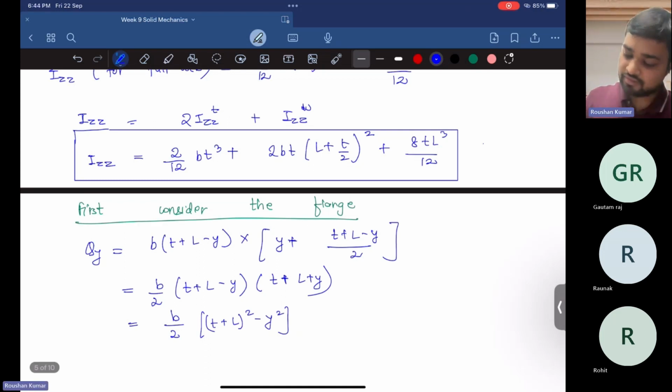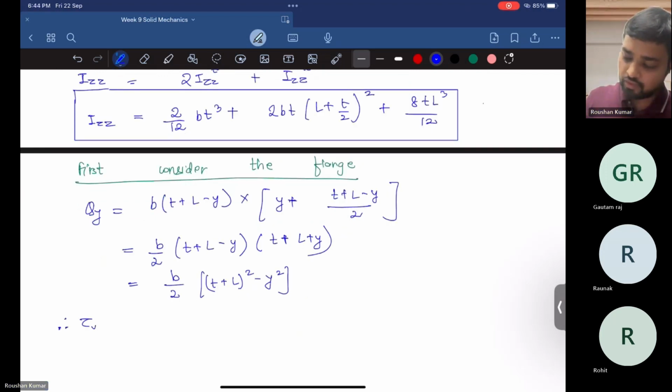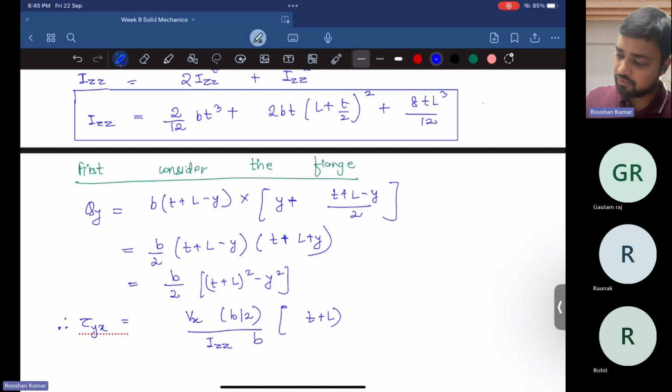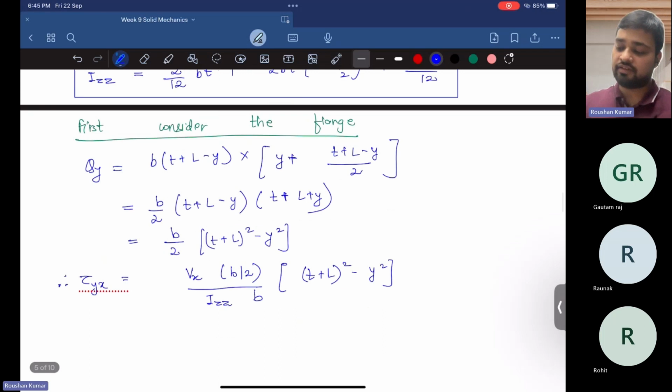So in this case, the shear stress distribution due to the flange is given by tau yx equal to Vx into this Qy, upon Izz into b, the width of the cross section, which is nothing but b by 2 times ((t plus l) whole square minus y square), upon 2 times Izz into b. So this is the expression for shear stress due to the flange.